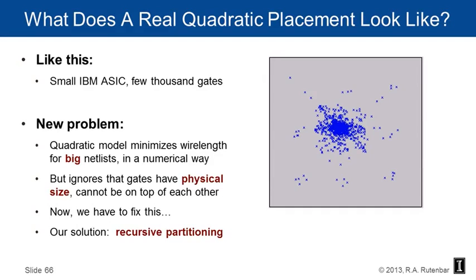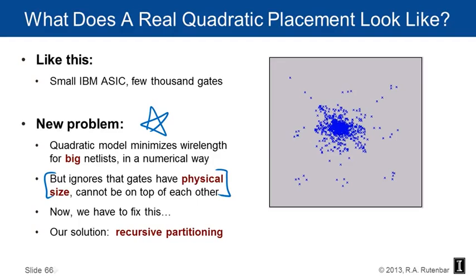This is this big smear of gates right in the middle of the chip, and this little sprinkling of gates in other places. This is a big problem, a new problem, an interesting problem, maybe an unexpected problem. The quadratic wire length model minimizes the wire length for big net lists in a numerical way, but it totally ignores the fact that the gates have a physical size and they can't be on top of each other. There is, and this is the beautiful thing about the quadratic wire length model, one solution that minimizes the sum of the quadratic wire lengths. And when you solve it, you get what you get. And you don't necessarily get the gates lining up in rows, not on top of each other. I've got to fix this.